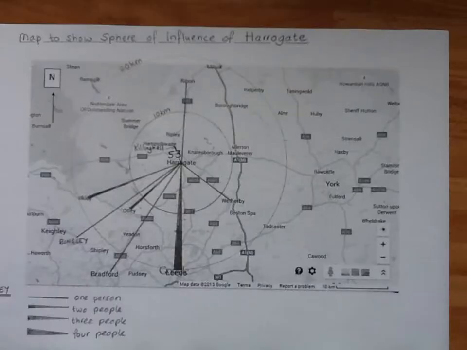So your final map should look something like this. Note that we've added a title, there is a north pointer, there is a scale, and you should have your key.